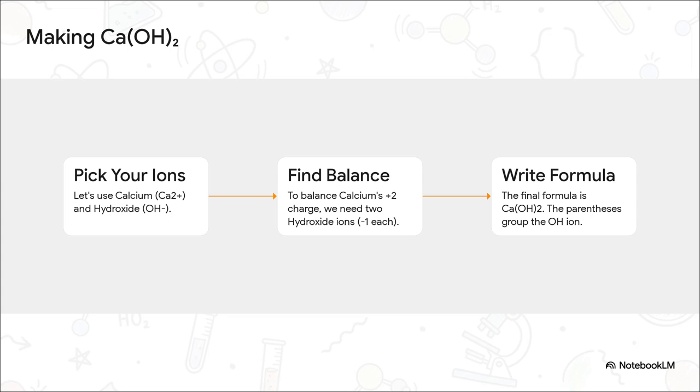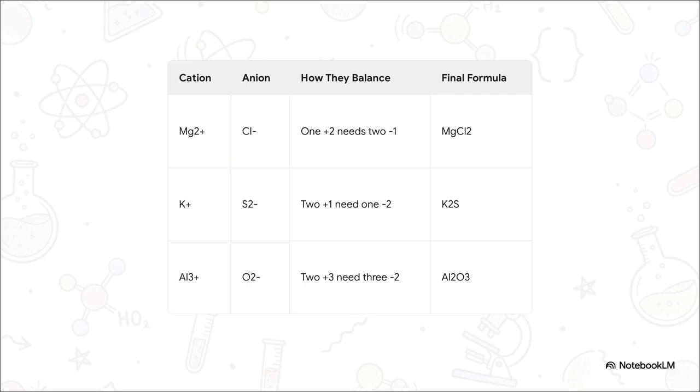So when we write the formula, CaOH2, that little 2 outside the parentheses is just telling us, hey, you need 2 of these hydroxide groups to make this thing work. Let's do a few more quick ones, just so you see the pattern. Magnesium is +2, so it needs 2 chlorides, which are each -1. Boom, MgCl2. Okay, what about potassium, which is +1, and sulfide, which is -2? Well, now we need 2 of the potassiums to balance out the one sulfide, so K2S.